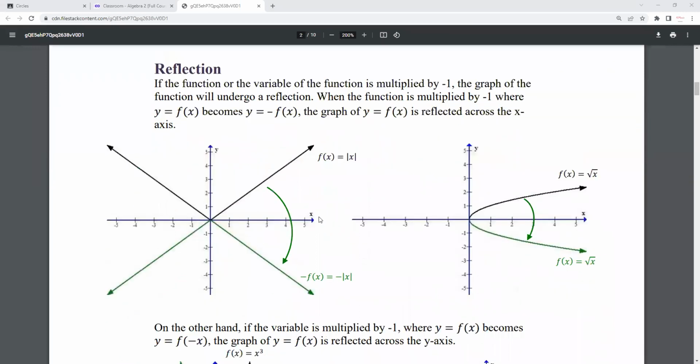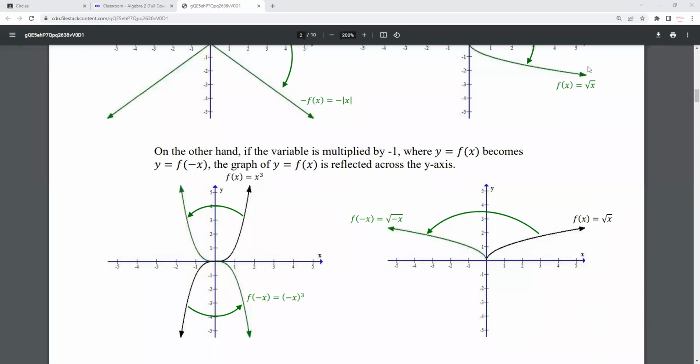Here, these are reflections. Things can reflect over the x-axis. And so when a function is multiplied by -1, it will undergo a reflection. When the function is multiplied by -1, where y equals f of x, it becomes y equals negative f of x. The graph of y equals f of x is reflected over the x-axis. So when all this is multiplied by a negative, you can see here, there should be a negative here. They messed up. It's not showing. But you can see it flipped over, it rotated over, reflected over the x-axis.